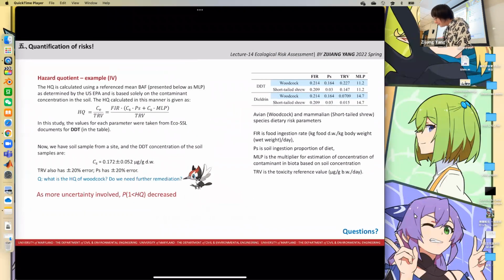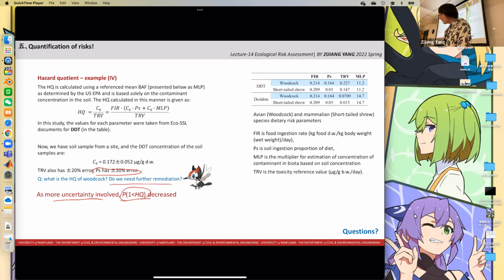And again, we may also have some uncertainties for the parameters, like the food ingestion rate. In this case, we can also calculate HQ with some uncertainties, and then get the probability that HQ is greater than 1. We can see that the more uncertainty involved, the probability of HQ being greater than 1 will decrease.